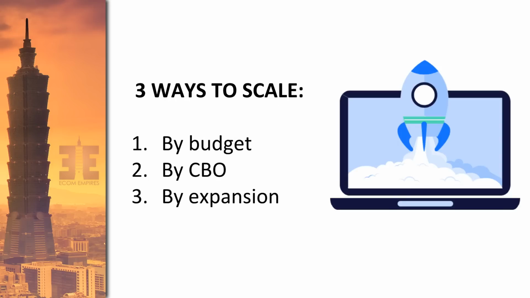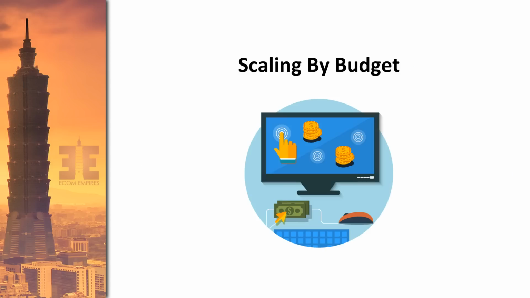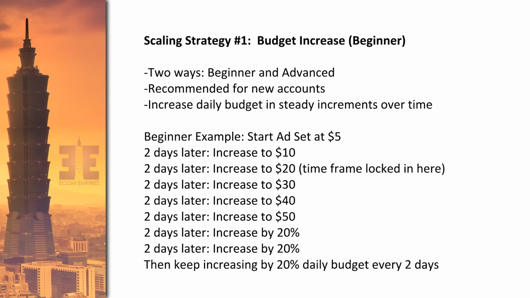So, 3 ways to scale, all right, that I'm going to cover: by budget, by campaign budget optimization, and by expansion. Scaling by budget for me has to do with the ad set. All right, so these are ad set level scaling techniques that I've used. Scaling by campaign budget optimization is introducing the new idea of scaling at the campaign level with your budget, because that's a newer concept. And then scaling by expansion we'll talk about when we get there.